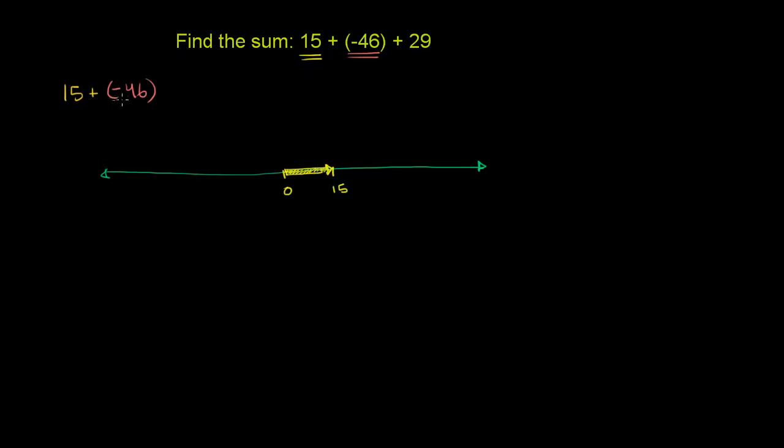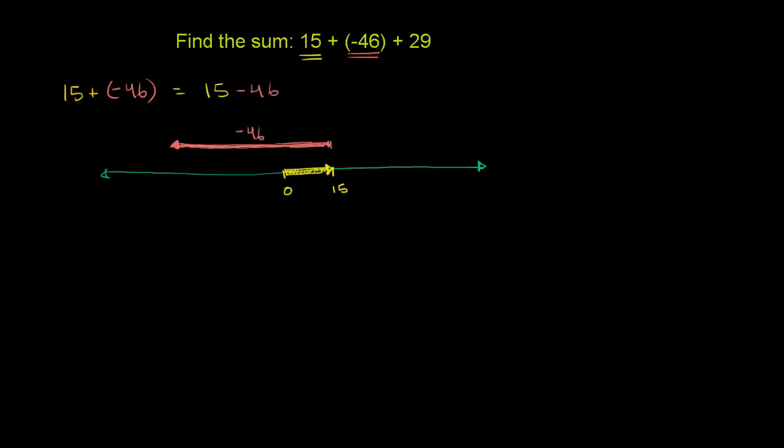Now, we're adding negative 46 to that 15. This is equivalent to 15 minus 46, which means we are going to move 46 spots to the left of 15. A negative sign or minus means we're moving to the left on the number line. So we're starting at 15 and we are going to move 46 to the left. The length of this arrow is going to be 46, and we're moving to the left. This is the negative 46 that we're adding to the 15.